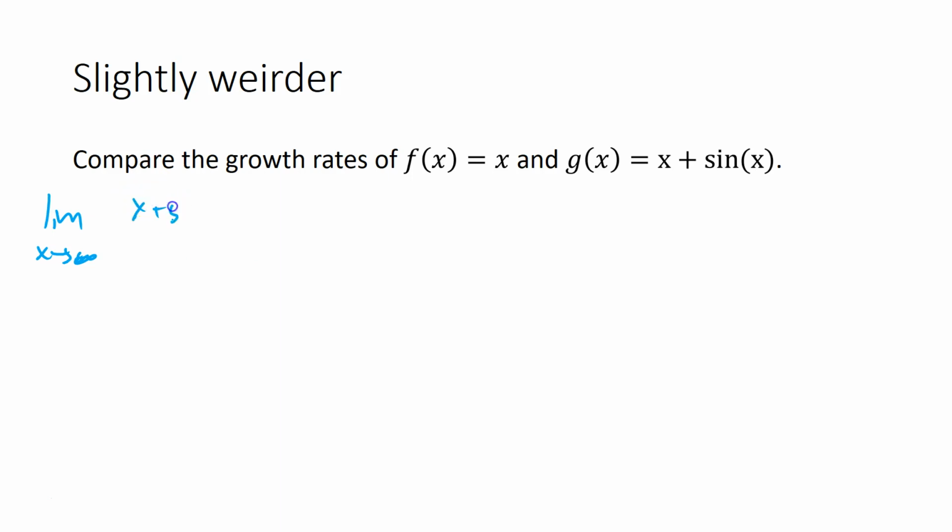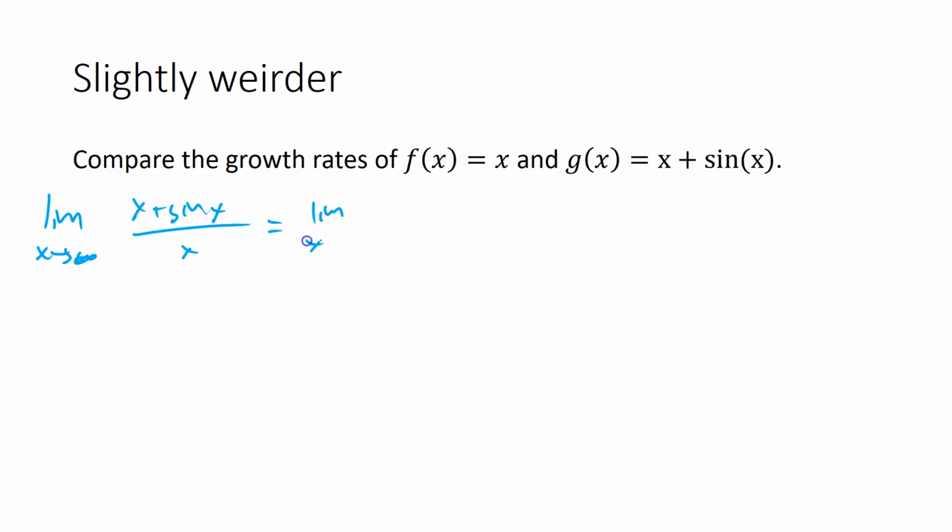Because if we do x plus sine x over x, if it equals a number in this direction, then in the other direction it should work as well, right? And if this ends up equaling infinity, then the opposite direction would equal 0. So we're still going to be able to show if one's faster than the other. What I'm going to do now, I'm not going to use L'Hopital's rule right away. I'm just going to split this into two pieces.